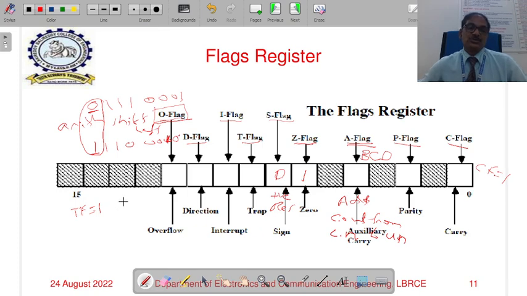So that is the meaning of single step. After every instruction execution, the processor will stop to verify whether whatever process was done is right or wrong. All the registers are also cross checked to see whether the result is okay or not. So this flag is used for step by step debugging purposes. That is the trap flag.